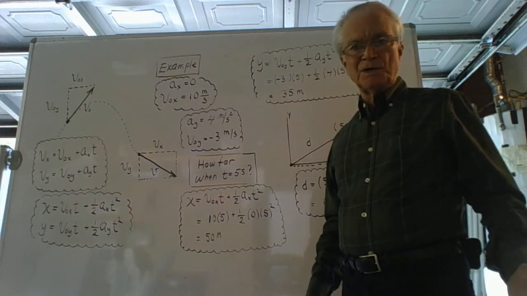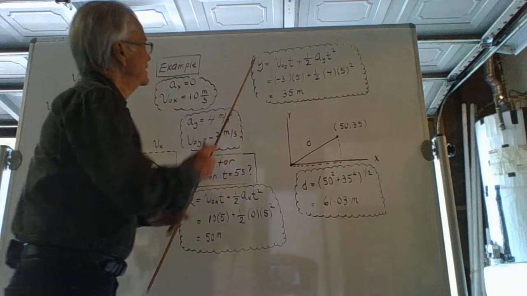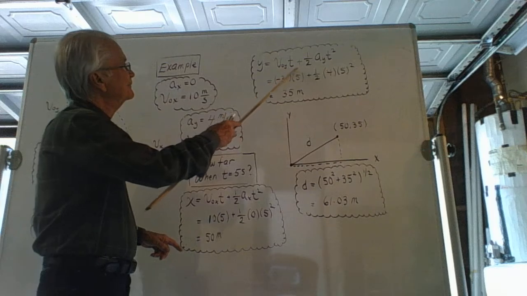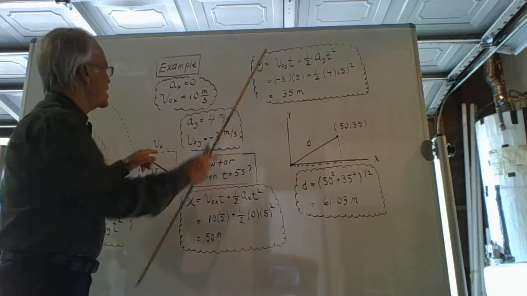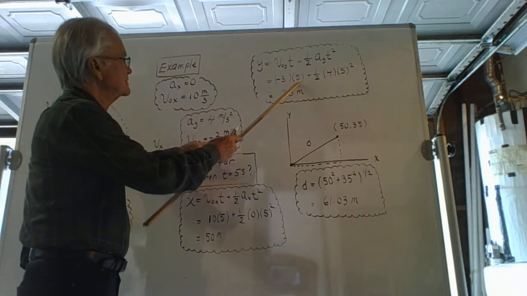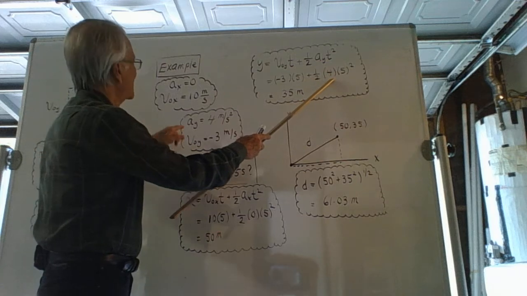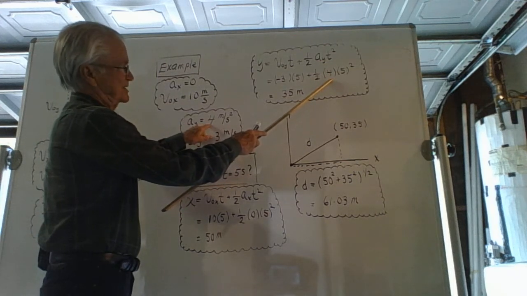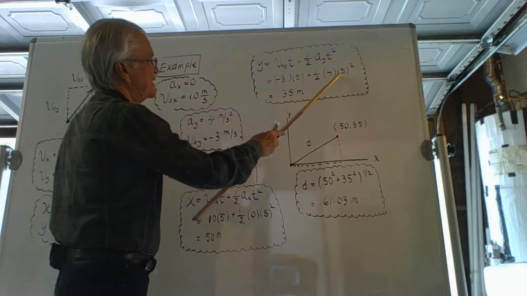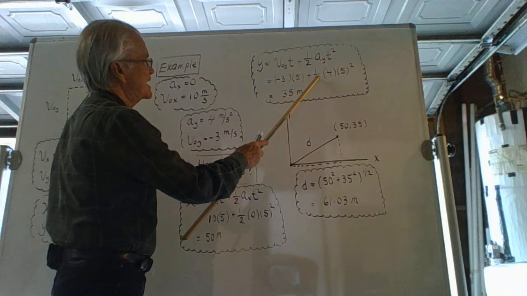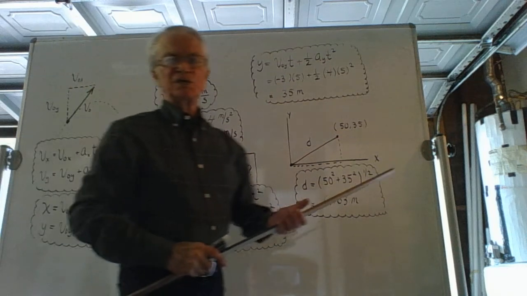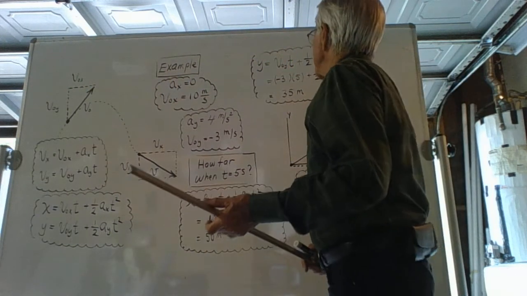Now let's get the y-coordinate. It's the same equation as shown here, except everywhere you see an x, put a y. Substituting for v naught y, -3, and then the time period t is 5 seconds. And you have 1/2 times the y acceleration, which is 4 meters per second squared, times 5 squared. 5 squared is 25, times 4 is 100, divided by 2 is 50, subtract 15. The y-coordinate of our particle at the end of this observation period is 35 meters.